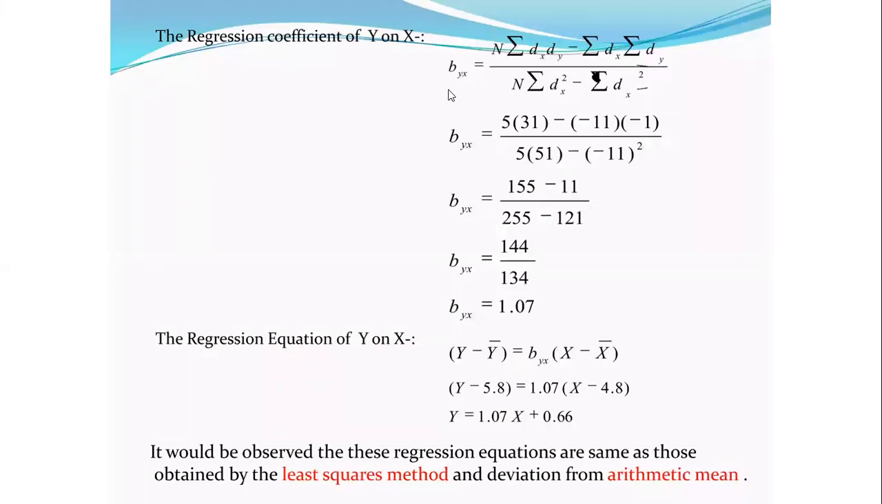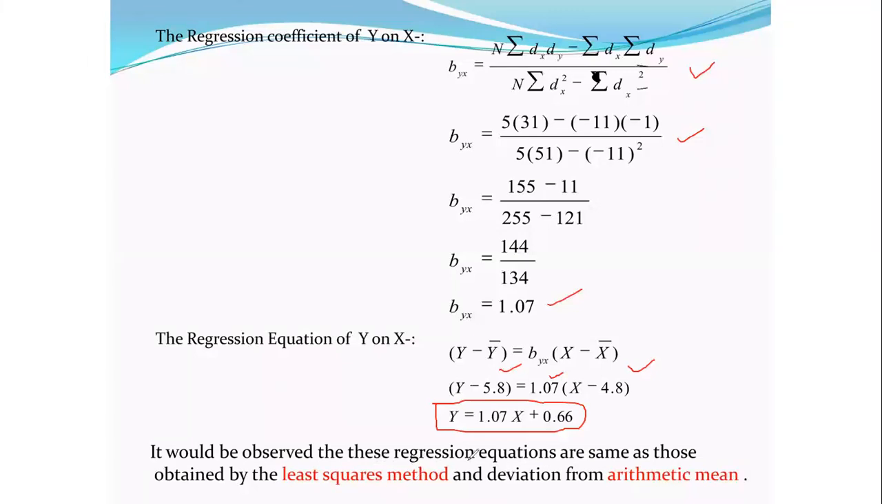Similarly, for y on x, once again we'll be using the regression coefficient formula byx. You have to calculate like this. By substituting these values, byx comes out as 1.07. Substitute for y on x: y minus y bar is equal to byx into x minus x bar. y bar is 5.8, x bar is 4.8, byx is equal to 1.07. When you substitute, you get y as 1.07x plus 0.66.